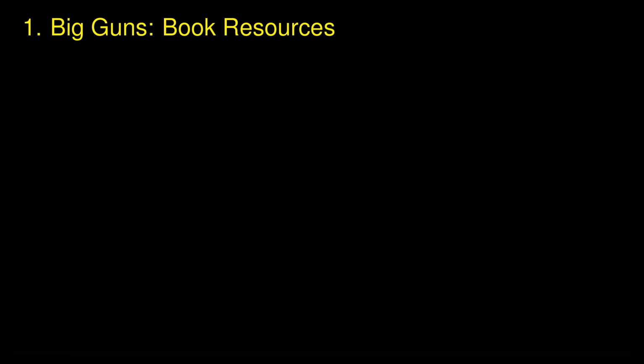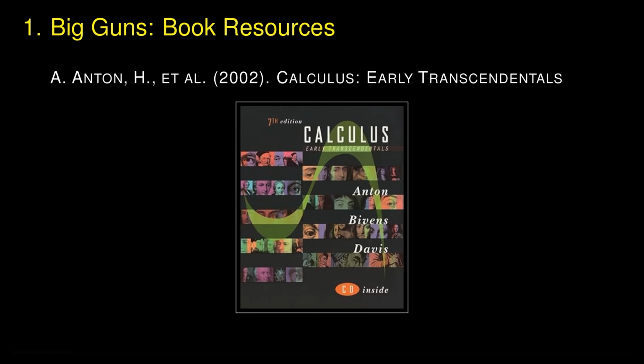So here are 3 good choices. First is this Calculus Early Transcendentals by Anton, and I'm not sure if I'm pronouncing this right, but I think it's Bivens or Bivens and Davis. Okay, this is a good book.